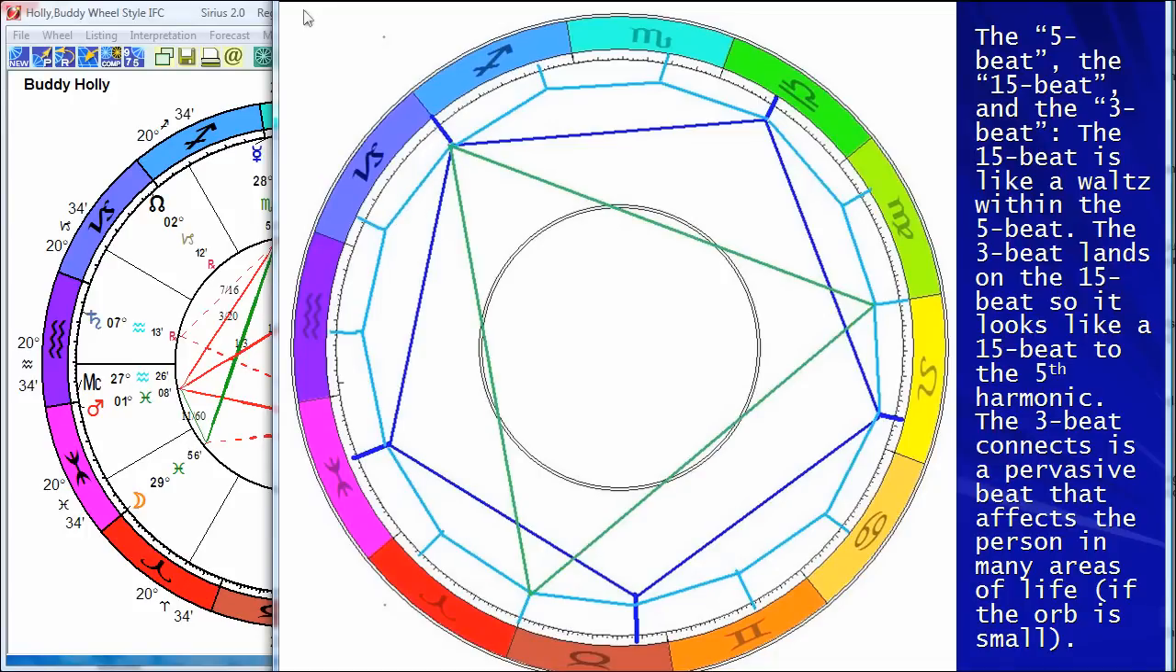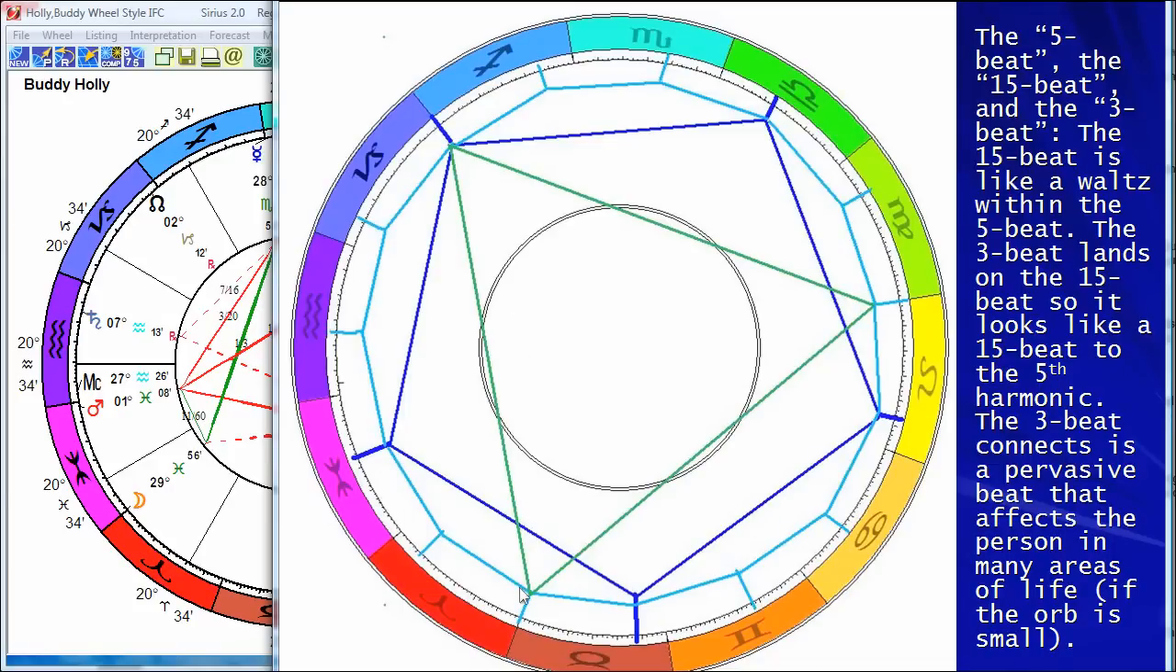Now, getting back to my question, why does the trine still look like a trine in the fifth harmonic chart? Well, here's a trine starting from the same point. I'm using this as my starting point: 0 Capricorn, 0 Taurus, 0 Virgo. So how does the trine look from the point of view of 5?